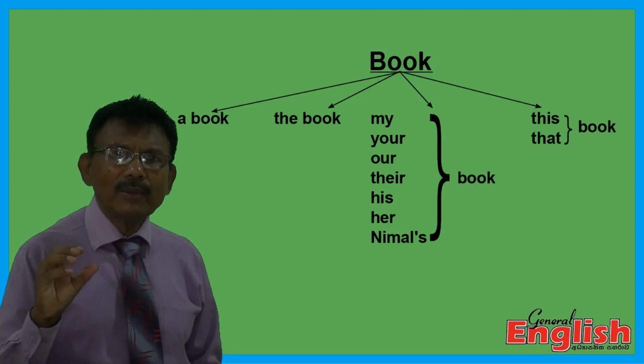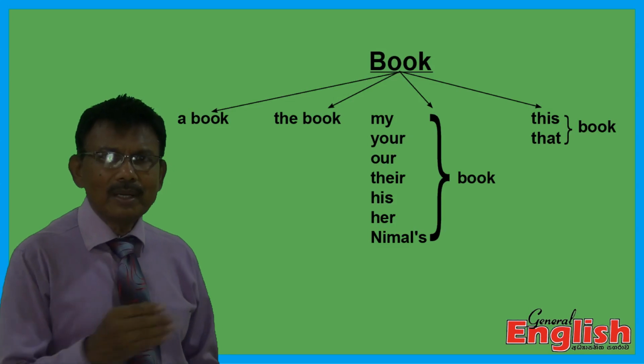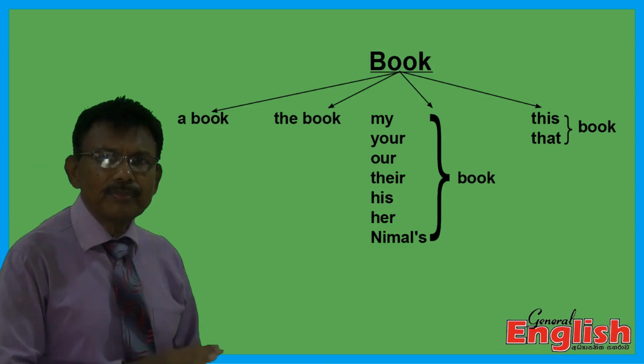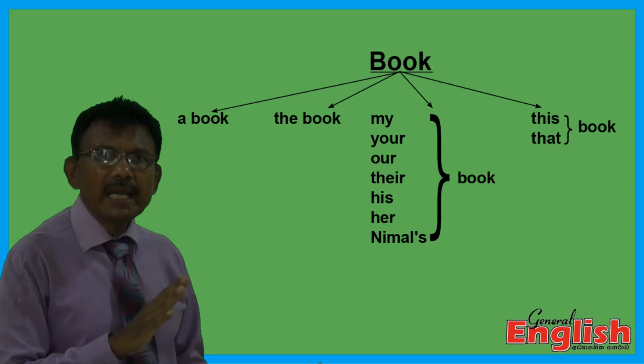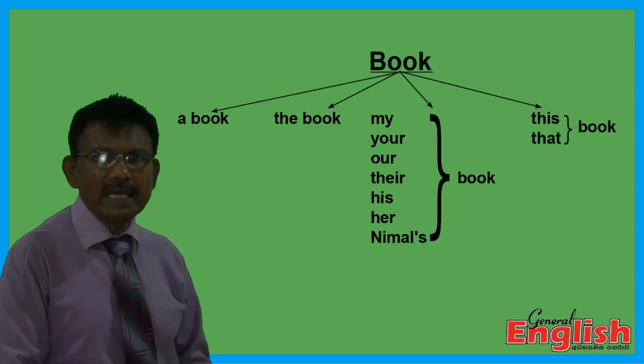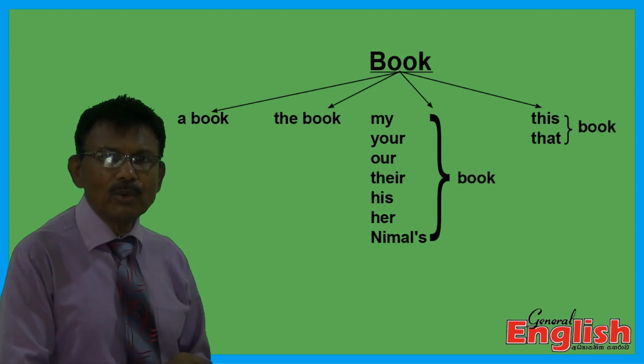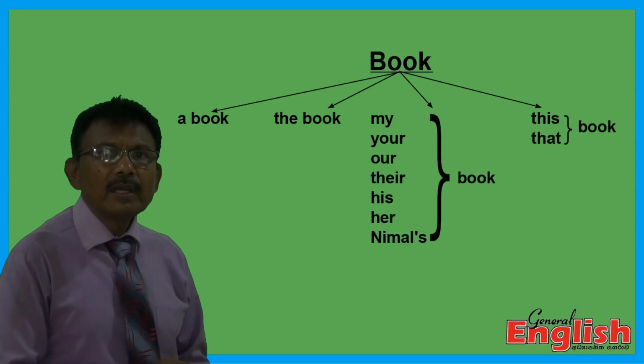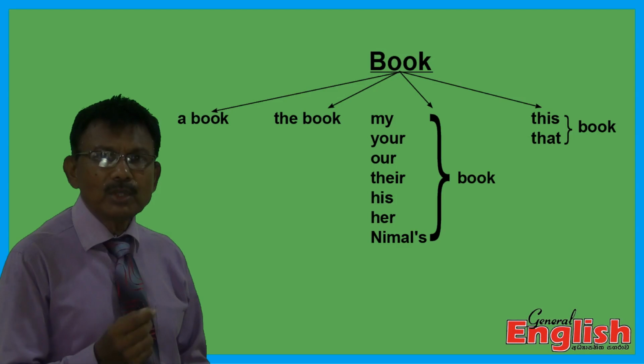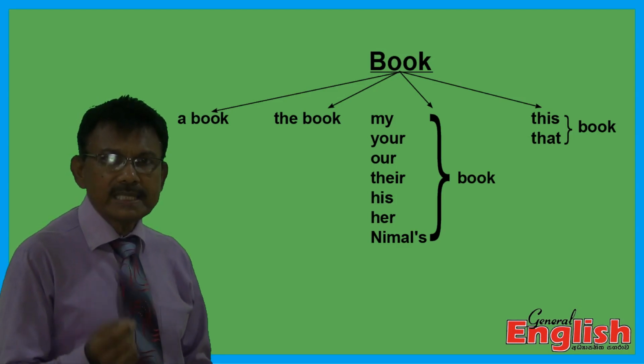So, when we take the word book, for example, now look at this screen. Book can be used in 4 different ways in a sentence. One is a book, when we are talking about the book for the first time, a book. Then if we are talking about the same book for the second time, we say the book.